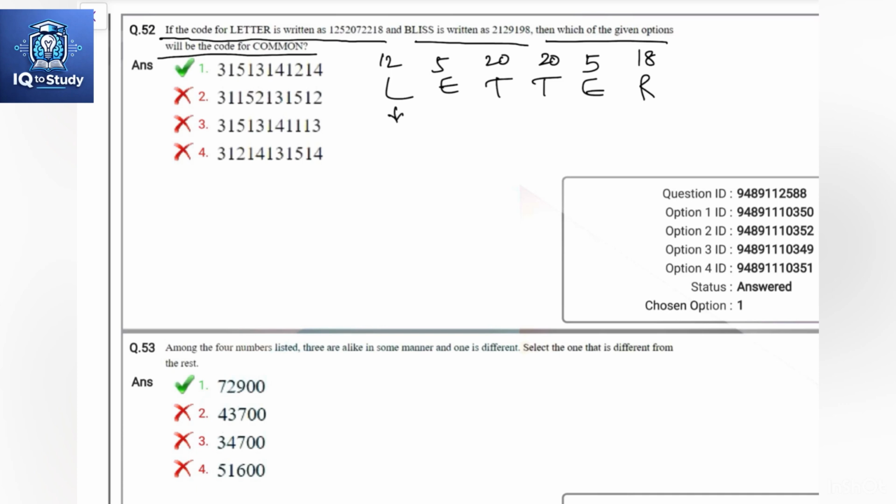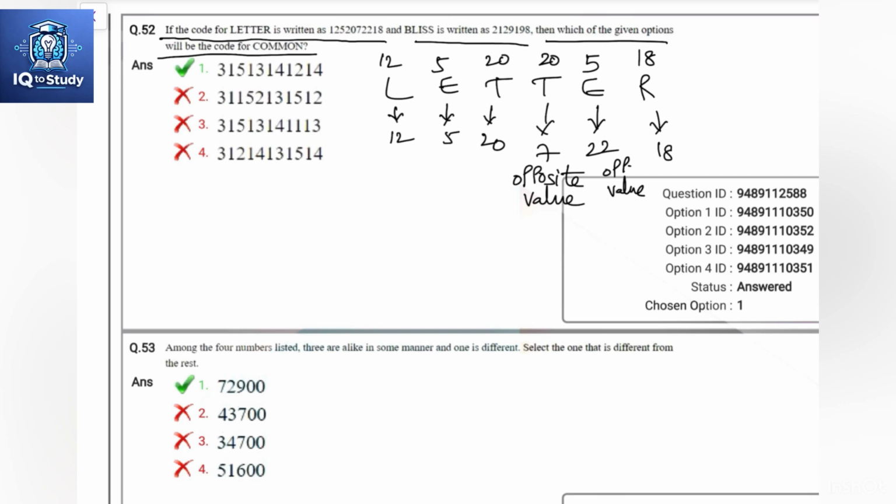Given L is coded as 12 as it is, E as 5, and T as 20, and here they have given 7. Here the opposite value of T, position 20, is 7, and E as it is, and E is coded as 22 here, and this is also the opposite value of 5, and 18 is coded as it is.